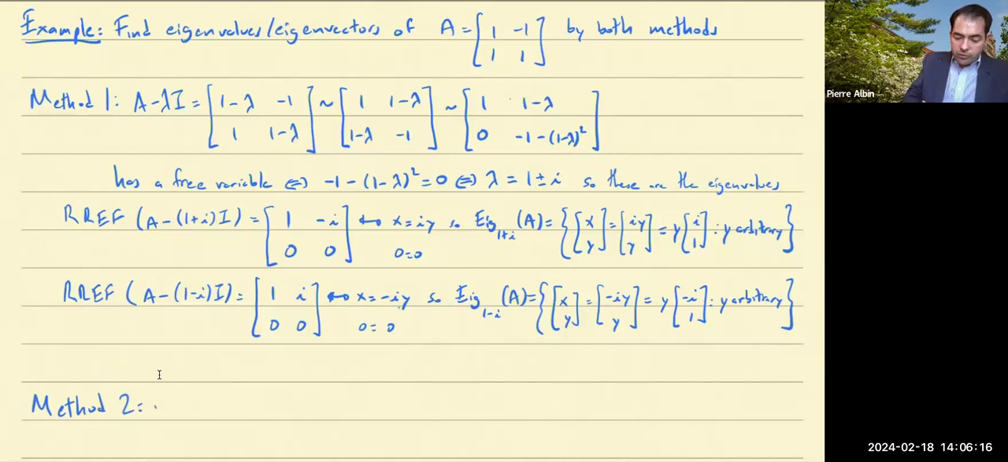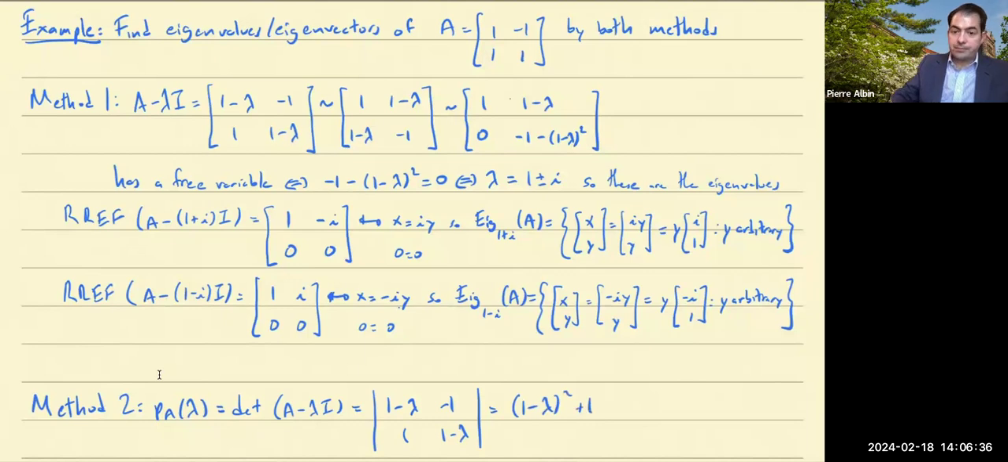Method two, you start by computing the eigenvalues using the characteristic polynomial. So the characteristic polynomial is the determinant of A minus lambda times the identity. So here that would be the matrix with rows (1 minus lambda, 1) and (minus 1, 1 minus lambda). You take the determinant, you get (1 minus lambda) squared plus 1. And so the eigenvalues are the roots of this, 1 plus or minus i.